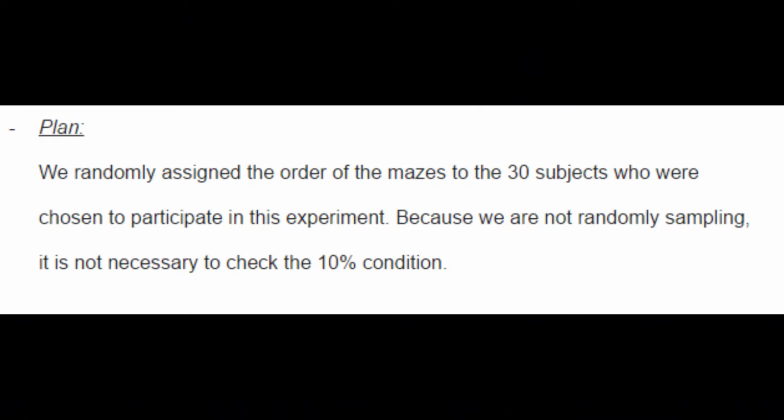For the plan part, we randomly assigned the order of the mazes to the 30 subjects who were chosen to participate in the experiment. Because we are not randomly sampling, it is not necessary to check the 10% condition. For our experiment, we're doing a matched pairs t-test, where the null hypothesis is that the mean difference is equal to 0, and the alternate hypothesis is that the mean difference is greater than 0.